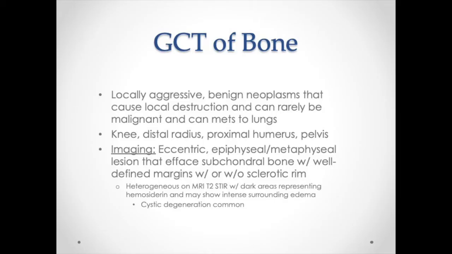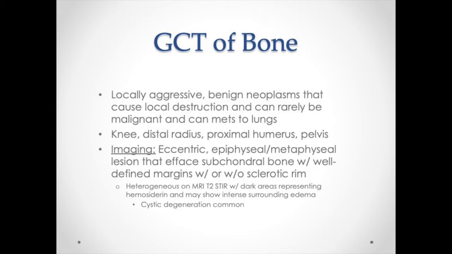Giant cell tumor of bone is a locally aggressive but benign neoplasm that causes local destruction but rarely can be malignant and have metastases to lungs. Most common sites are around the knee, in the distal femur and proximal tibia, as well as the distal radius, proximal humerus, and the pelvis.